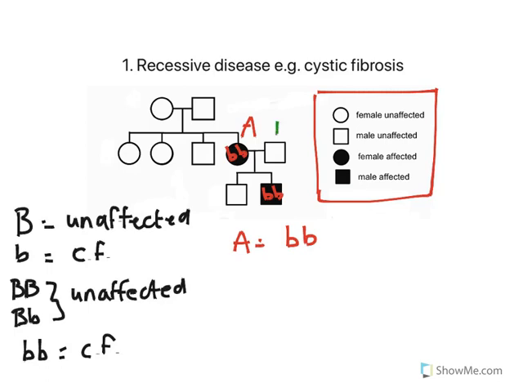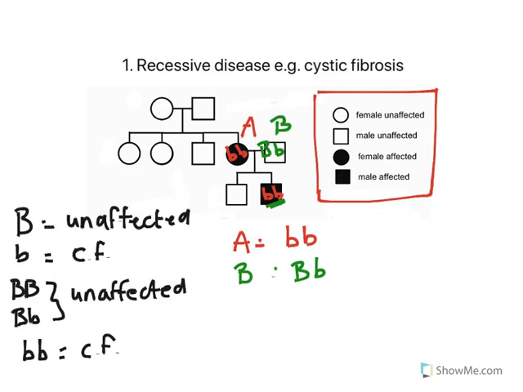Let's say then we have to figure out what person B is. They could either potentially have big B, big B, or big B, little b because they are unaffected. However, because they have a child who is affected, they have to have at least 1 small b. The other one has to be a big B because they are unaffected. So person B is actually heterozygous, or they are a carrier.